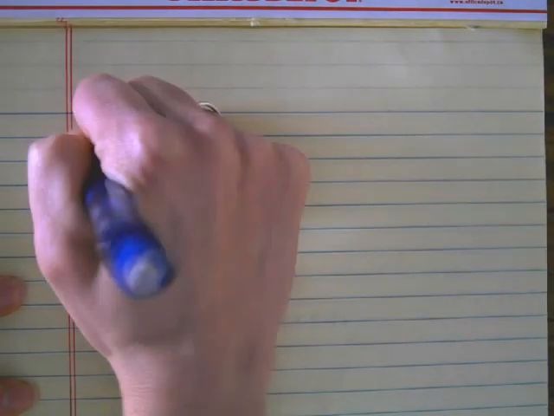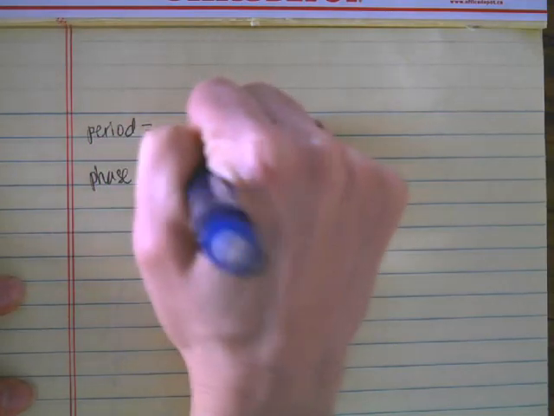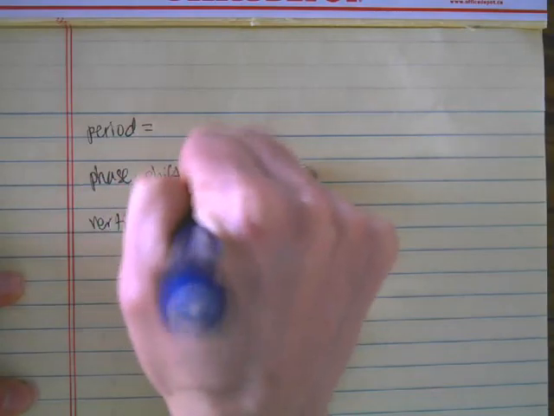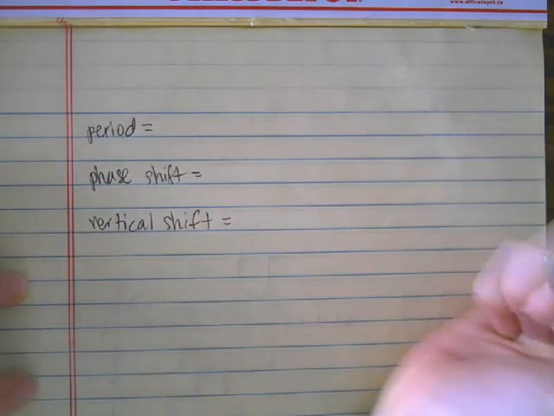Alright, so the last one we're going to do is secant. We'll find the period, the phase shift, and the vertical shift. And then we'll graph it.